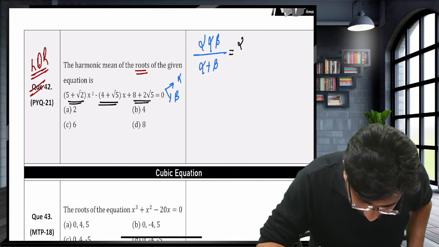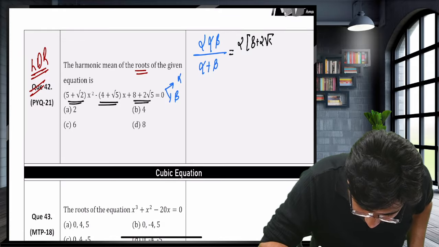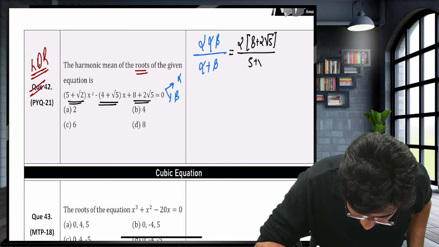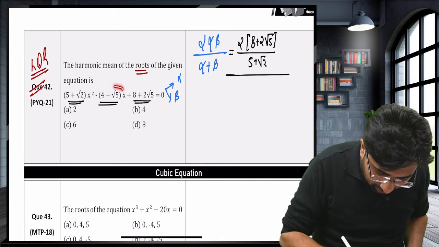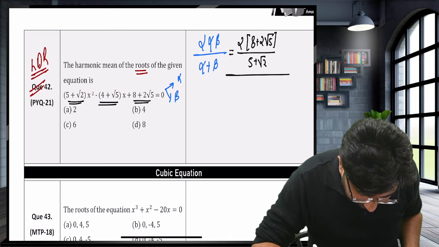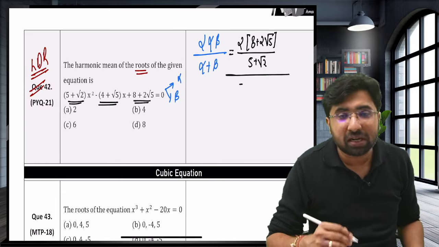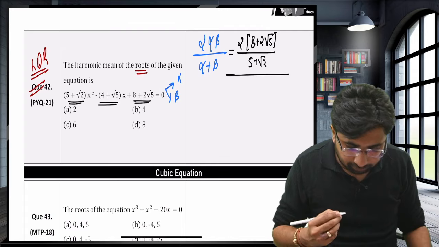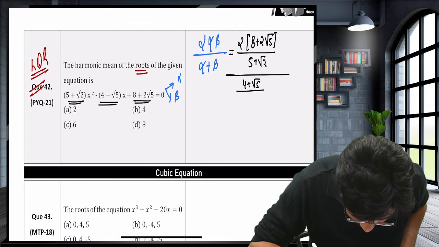C by a is 8 plus 2 root 5, c by a, 5 plus root 2, divided by. What is alpha plus beta? Aman sir, minus B by A. Minus of minus will be plus. So it is 4 plus root 5, B by A.